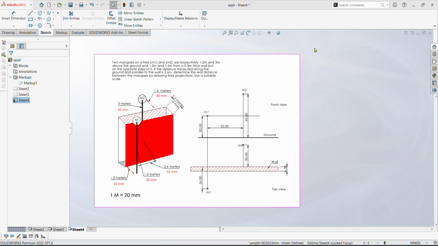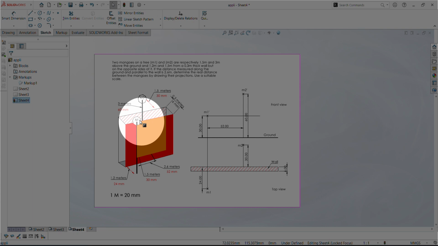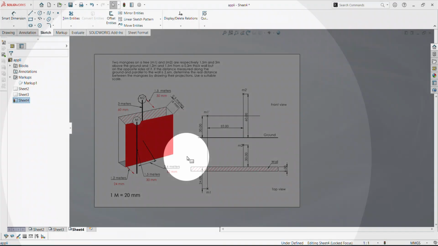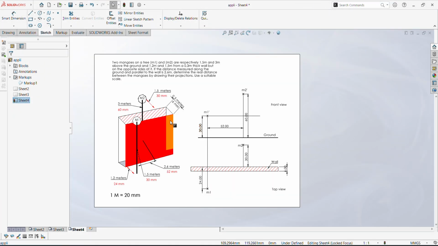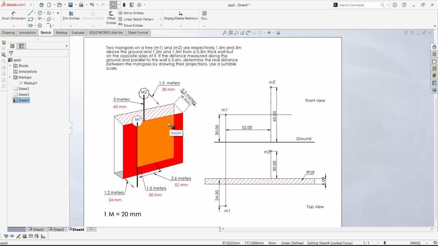All right, I will try to elaborate on the mango problem. What is really happening in this question is they have given a wall, and they've said that there are two mangoes on the opposite sides of the wall. Is that clear? So there is a wall, and there's mango 1 and mango 2 on the opposite sides of the wall. Fine. What they've asked us in the question is the real distance between mango 1 and mango 2, right?